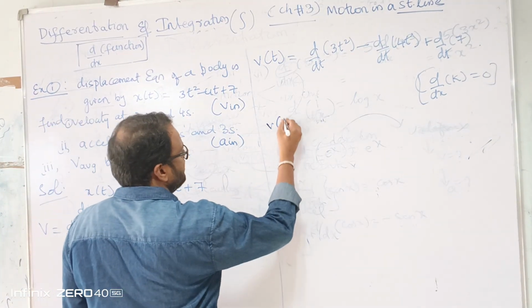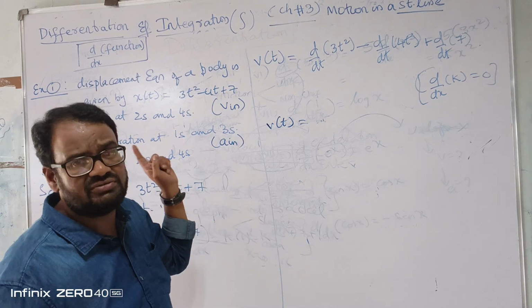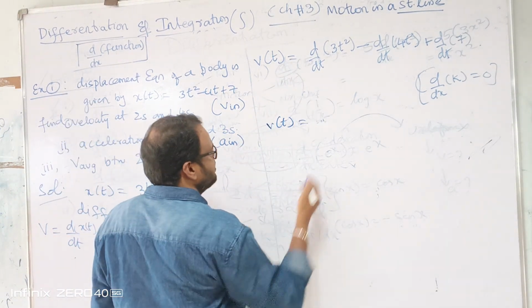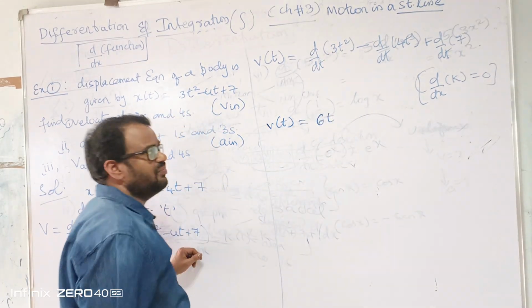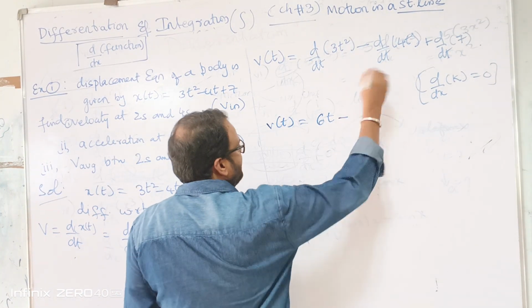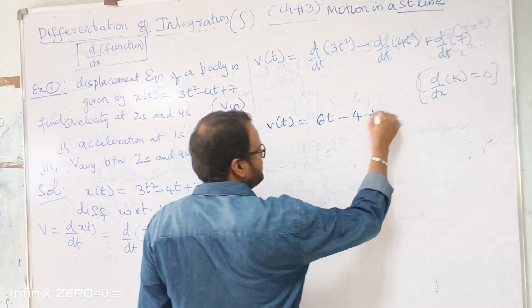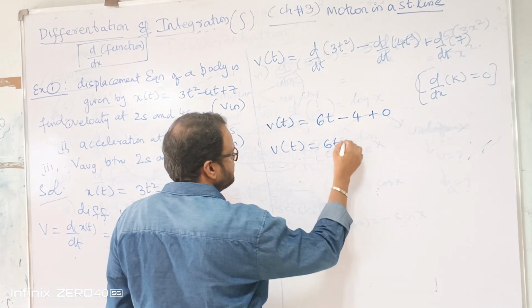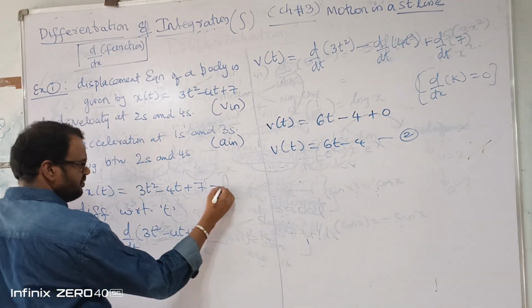Therefore, velocity as a function of time equals d by dt of 3t squared. That's the reason why we have seen the formulas. What is the formula now? d by dt of 3t squared: the power comes to the front, that is 6 into t to the power reduced by 1. d by dt of 3t squared is 6t, minus d by dt of 4t which is 4, plus the last term which is 0. Therefore, v as a function of time equals 6t minus 4. This would be our equation number 2, and the displacement equation is going to be 1.